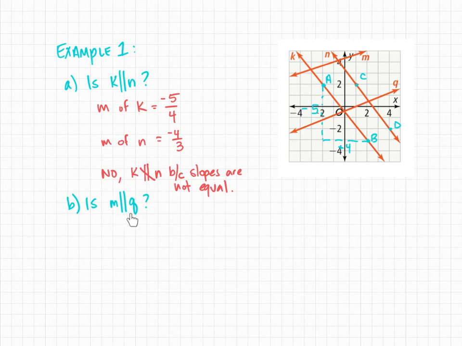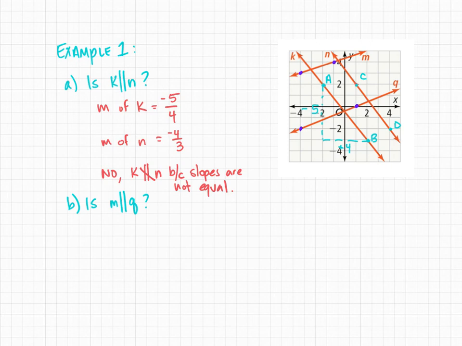So now let's check out M and Q. Here's line M. Here's line Q. Again, eyeballing them, they look like they might be parallel. But let's find a couple points on line M. Looks like here's a point on line M and here's another one. And then let's do the same thing for Q. I'm seeing this point right here, and then this point right here.